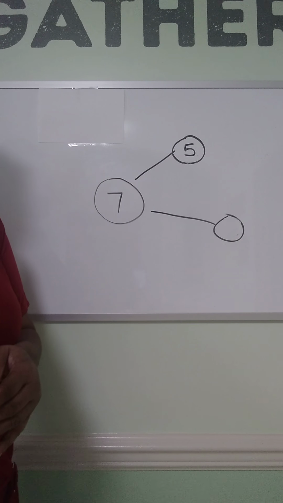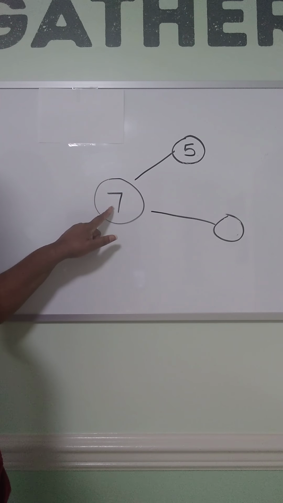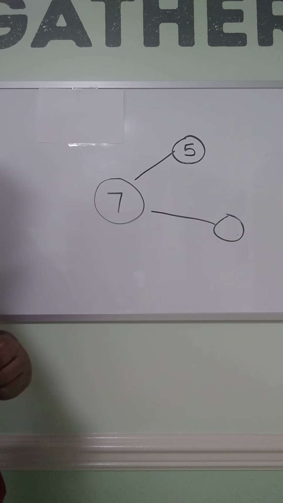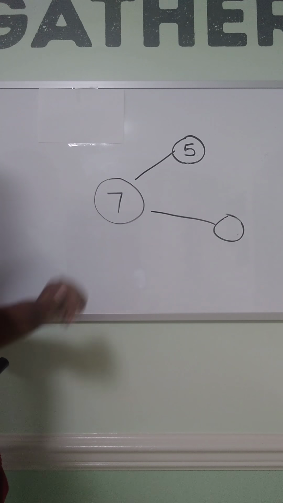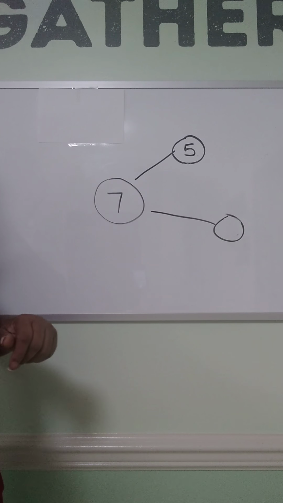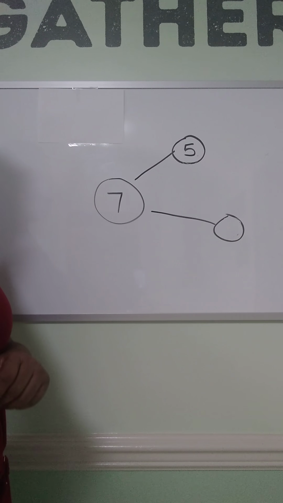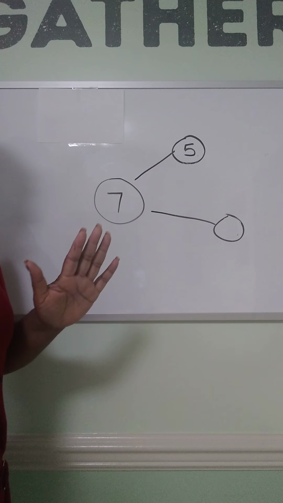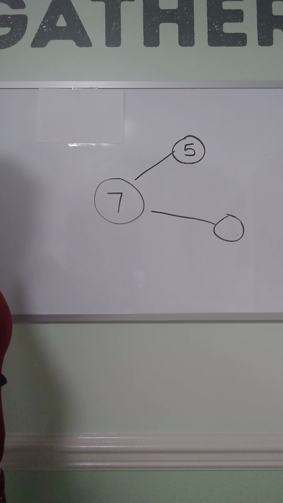I'm going to give you a few minutes to put 7 on your fingers. Count them. 1, 2, 3, 4, 5, 6, 7. You have 7 on your fingers. Now, you're going to take away 5. That means you're going to get rid of 5. You have 7, and you're going to get rid of 5.